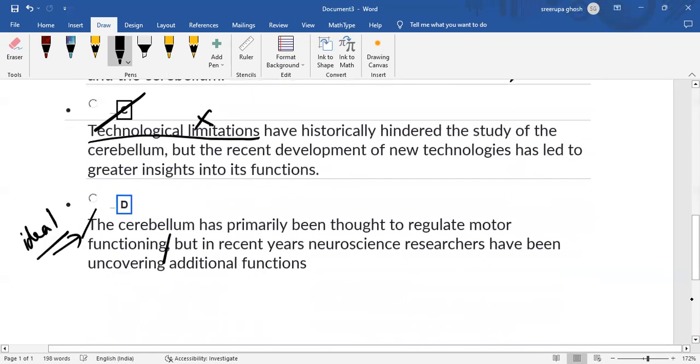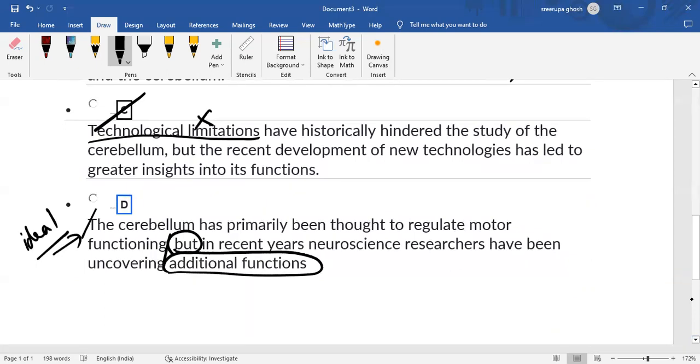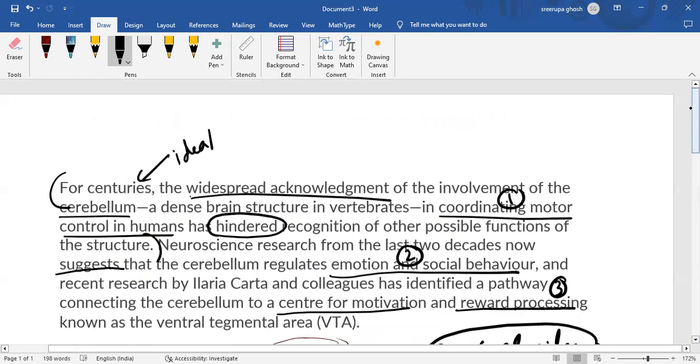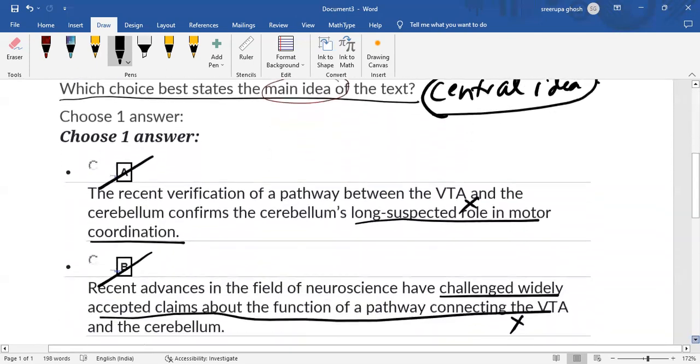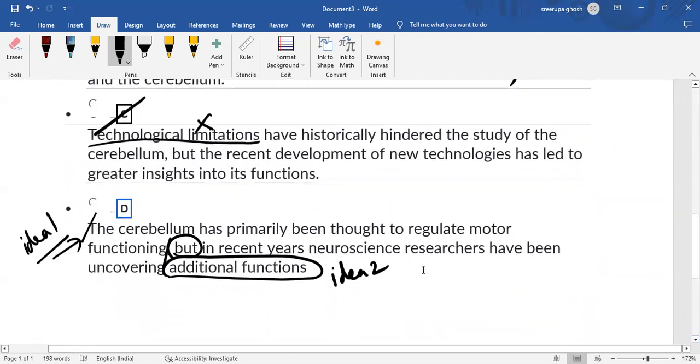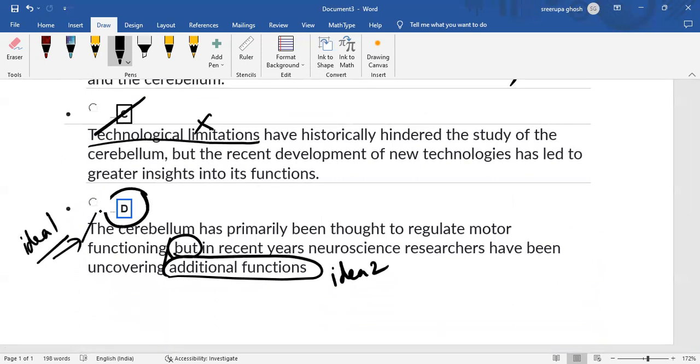And if you look at, but in recent years, neuroscience researchers have been uncovering additional functions. This is idea two. The additional functions are regulating emotional and social behavior, acting as a center for motivation and reward processing. Perfect. Got it. So this is my idea two. So the answer has to be choice D.